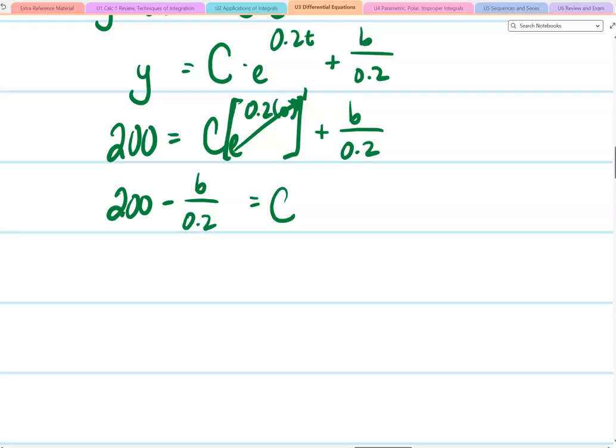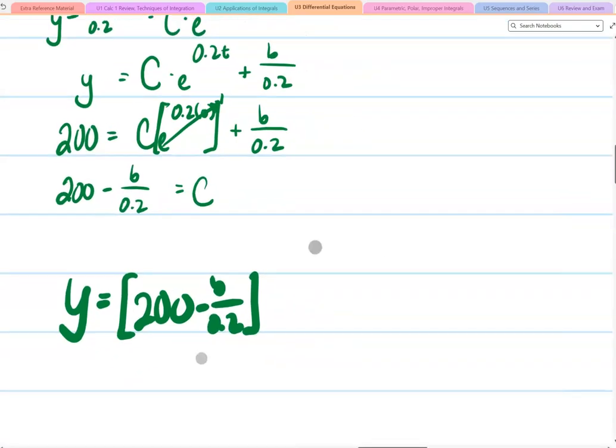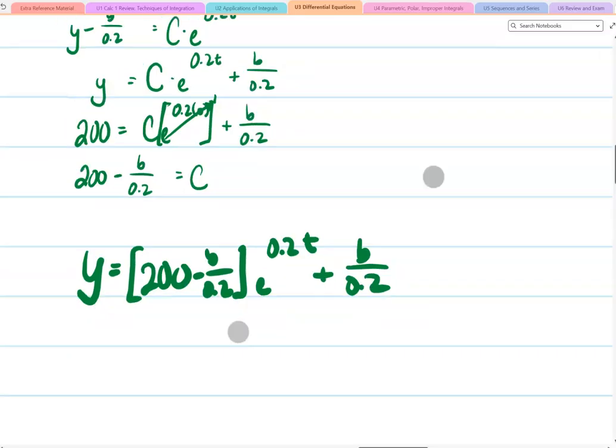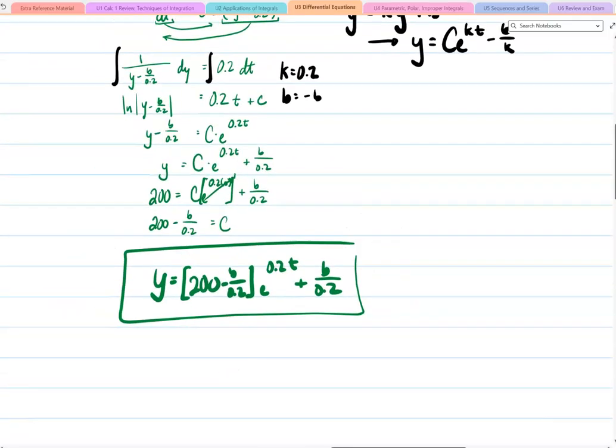The total population for the fish is going to be equal to our c value, which we're now saying is 200 minus our b divided by 0.2 times e to the 0.2 t power plus b divided by 0.2. And there we go. There's our expression that we can use moving forward.